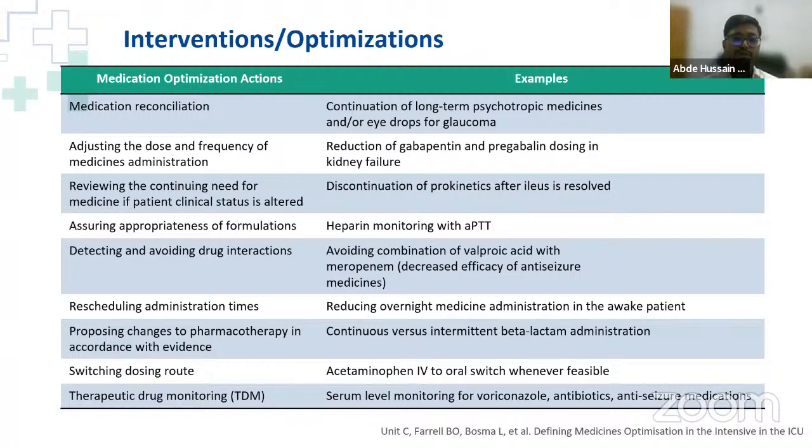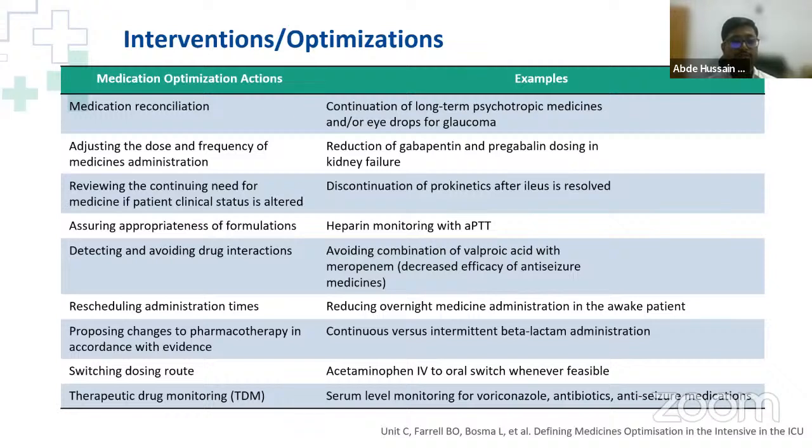So what are the low-hanging fruits that all of us can practice in an ICU? First comes medication reconciliation. An example would be to continue long-term psychotropic medications, or something as simple as an eye drop for glaucoma. This requires a proper medication history first, and only then can we do medication reconciliation. Then adjusting the dose and frequency of medication administration, like reducing gabapentin and pregabalin dosing in kidney failure.